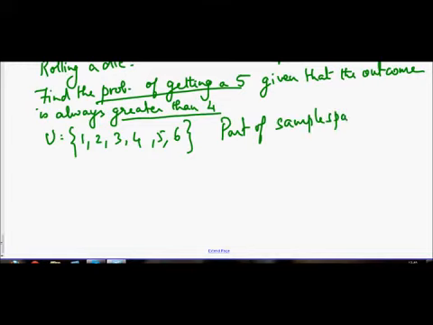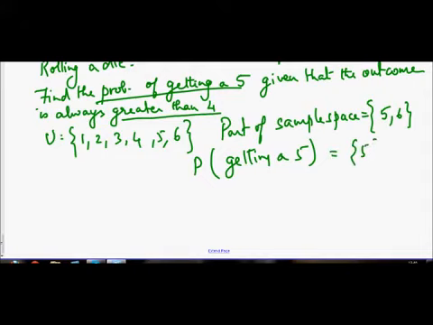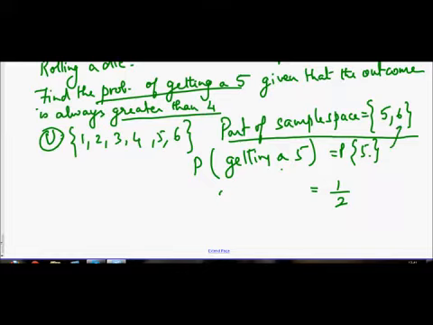I'm going to get a part of the sample space, and in this case it is 5 and 6, which is greater than 4, right? And from this part I'm going to find the probability of getting a 5. So getting a 5 is a single set, 5, and I'm not going to consider the probability of getting a 5 from the whole sample space, but from this sample space. Which means that my probability of getting a 5 is 1 over 2. So this is the probability of 5 from {5, 6}.